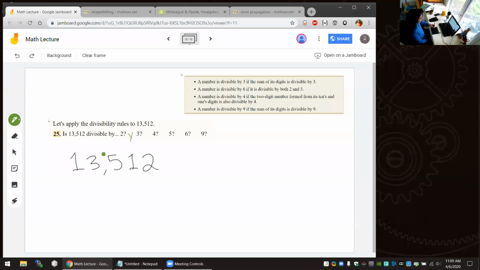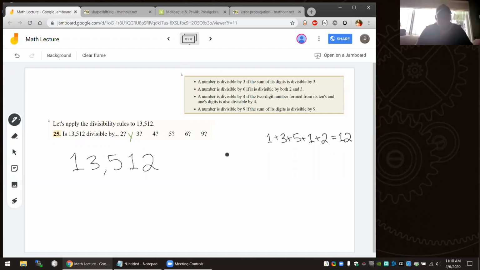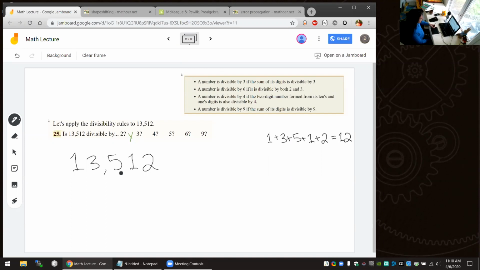Is it going to be divisible by 3? That one we might have to do a new check for. To check if something is divisible by 3, we add up its digits. So 1 plus 3 is 4, plus 5 more is 9, plus 1 more is 10, plus 2 more is 12. Then we ask, does 3 go into 12? Yes. So 3 goes into our original number also.